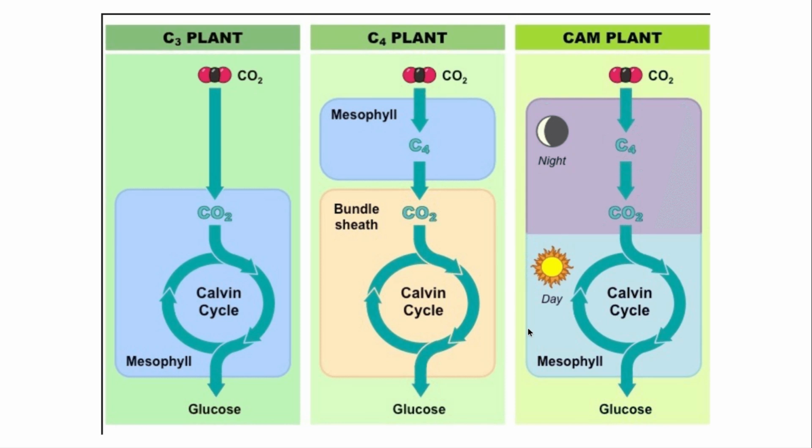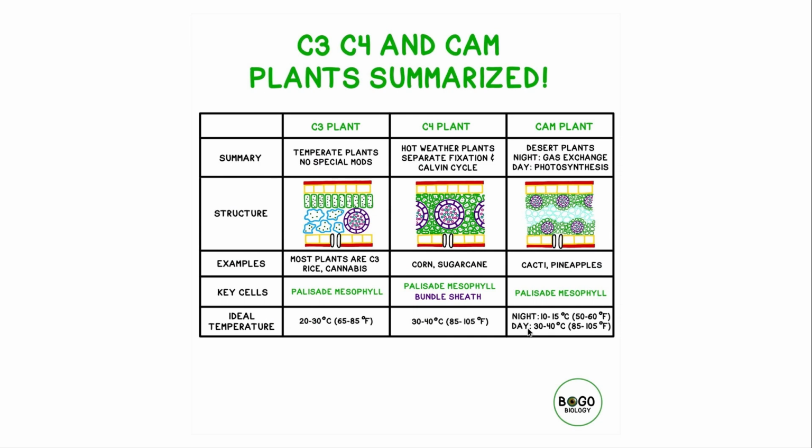And in all of those cases, you are able to generate glucose efficiently. So here's a comparison. Temperate plants use C3, which is 85% of them. C4 plants, which live in hot weather, separate the fixation and the Calvin cycle by using bundle sheath cells and mesophyll cells for two different steps. And then we have CAM plants, the CAM strategy, which is used by desert plants by separating it into night and day.